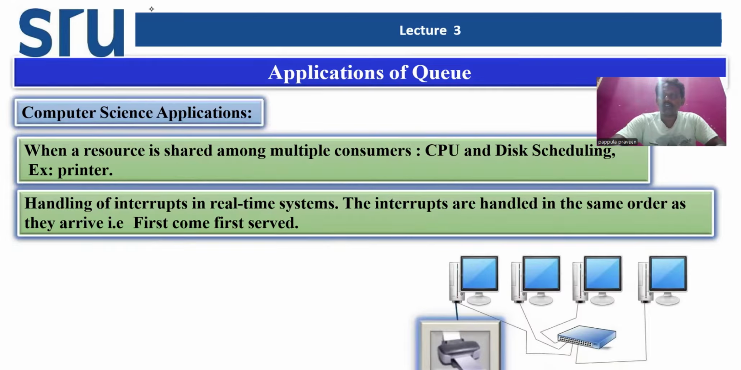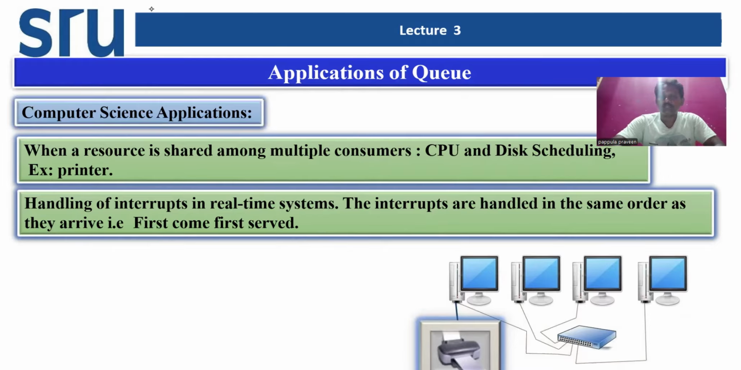In preemptive scheduling, we follow preemption. In non-preemptive, there is no preemption, which means the CPU is allocated to only one process at a time. If that process is completed, then the CPU is assigned to another process. That is called non-preemption. First come first serve scheduling is a non-preemptive scheduling.